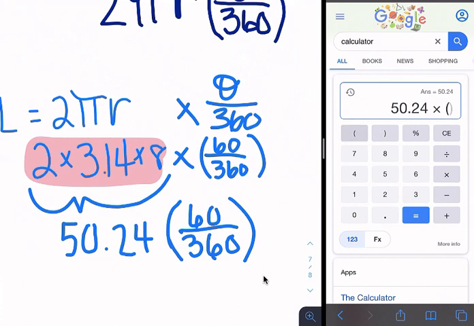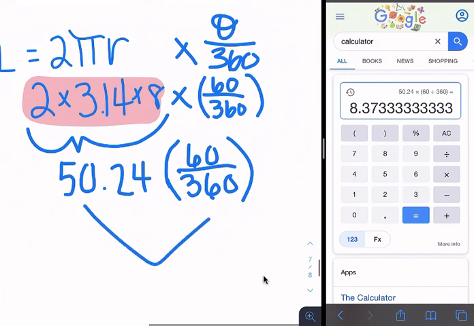and then I'm going to do 60, and remember fractions are really just division, so 60 divided by 360, and that's going to be that fraction, just looks a little different. And then I get my answer. So these two all together would be 8.37.